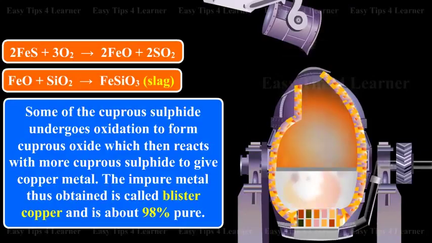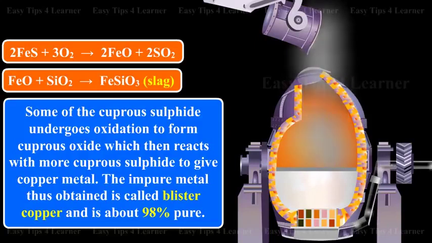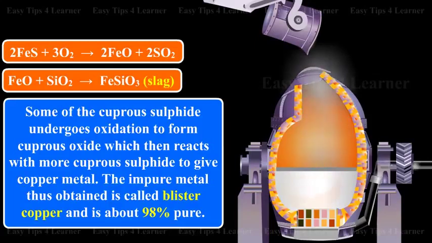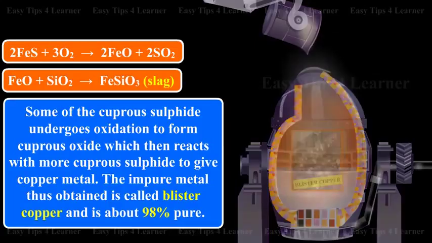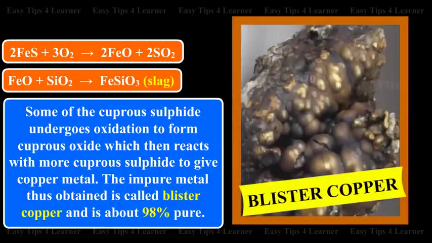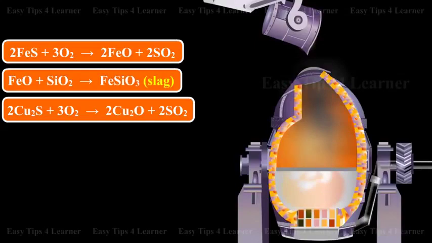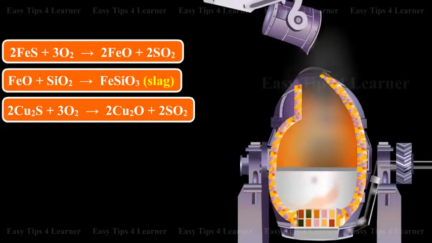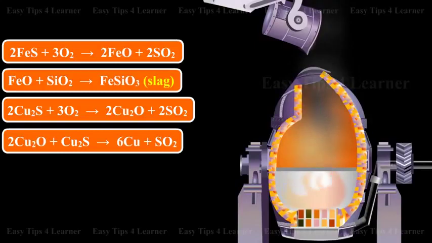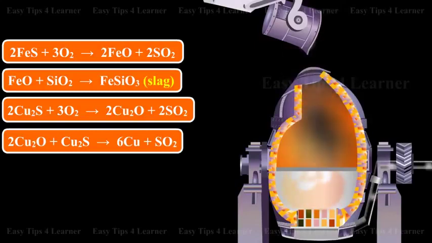Some of the cuprous sulfide undergoes oxidation to form cuprous oxide, which then reacts with more cuprous sulfide to give copper metal. The impure metal thus obtained is called blister copper and is about 98% pure. Cuprous sulfide plus oxygen gives cuprous oxide plus sulfur dioxide. Cuprous oxide plus cuprous sulfide gives copper plus sulfur dioxide.